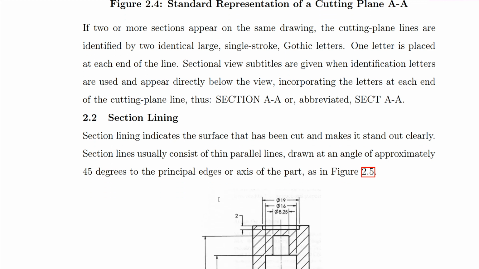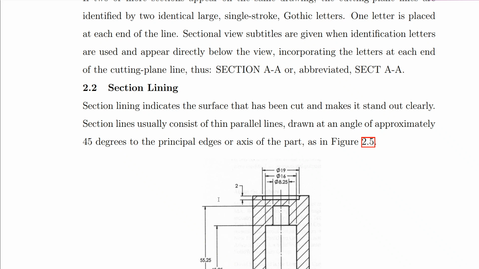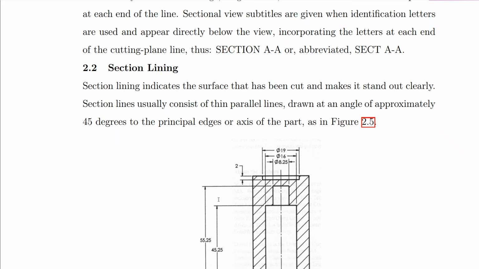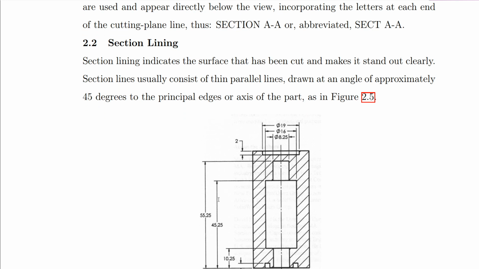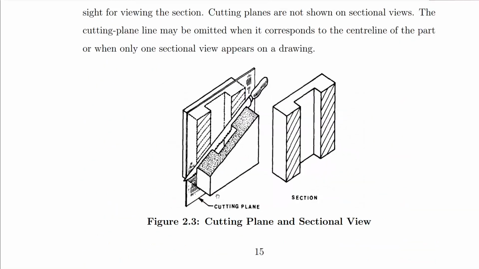Now let's look at the section lining. Section lining indicates the surface that has been cut and makes it stand out clearly. So basically, when you cut through the object, let's go back and look at this one. When we cut through this object, we realize that we have some void within the material. Some area where there's no material, it is open, or this slot which has gone through this material. When we cut open, you realize that this knife we have used to cut, the saw or the cutting plane, will go through no material in the space where there is void.